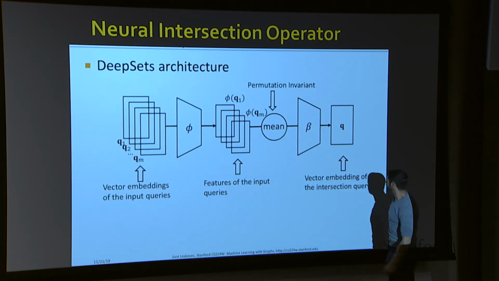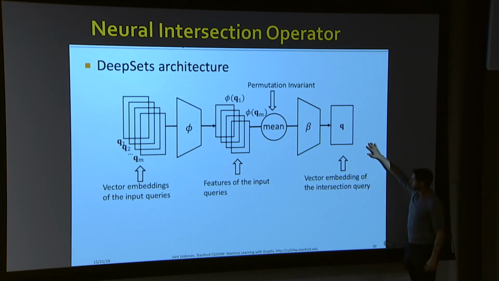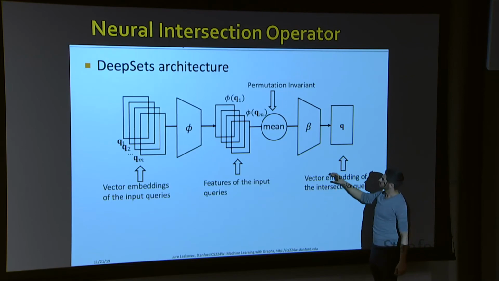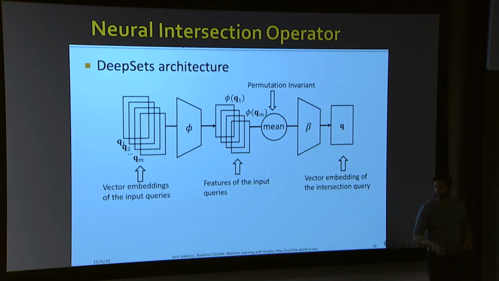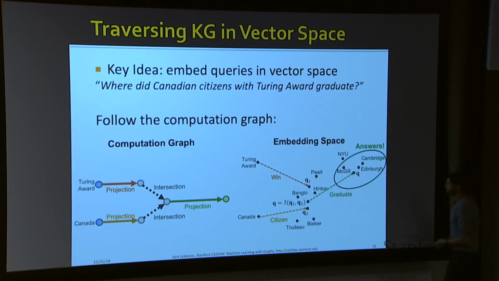Apply another layer of neural net, and then we obtain the vector embedding of the intersection query. Now, what you need to care about is the fact that our phi and beta will end up in our training, so there will be parameters that we learn, and then we learn how to do this intersection correctly. And the architecture is called deep sets. There are papers about it, so if you're interested, if you want to know more, you know what to go and check. But this is a problem that is solved in some sense, okay? So we're going to use it now to work on our intersection.